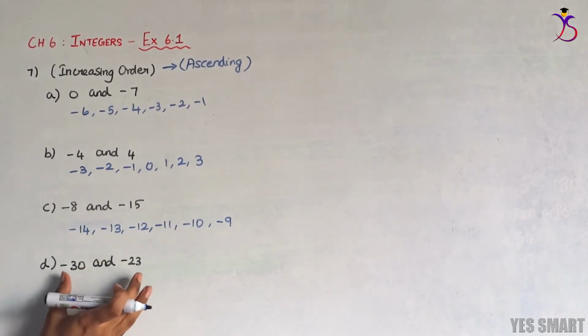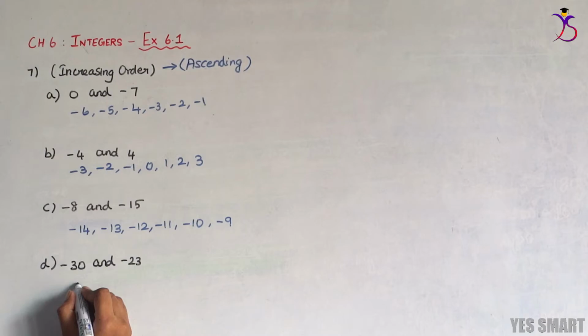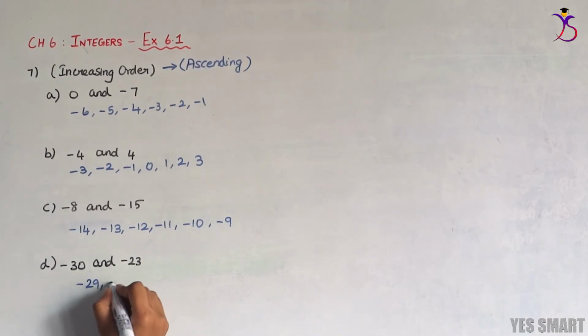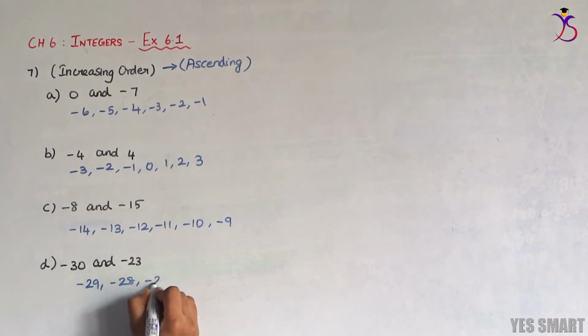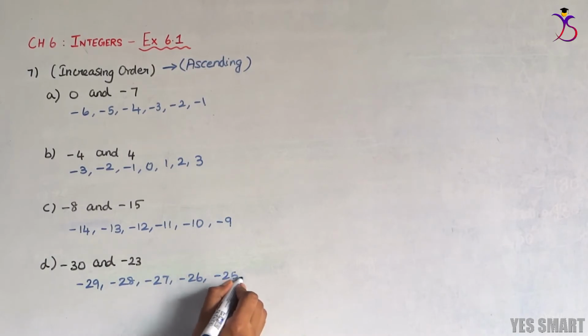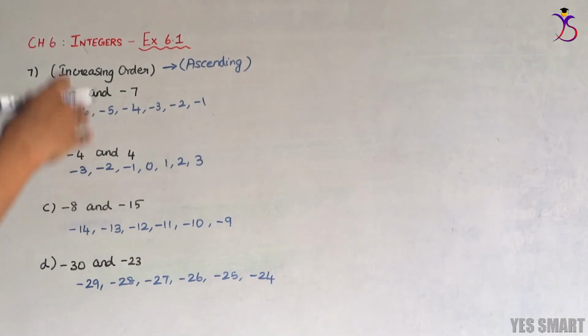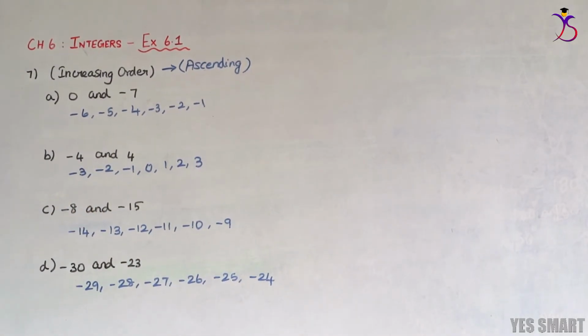Then the last subdivision, D sum, minus 30 and minus 23. Minus 30 is in the left hand side. So from minus 30 the next numbers are minus 29, minus 28, minus 27, minus 26, minus 25, minus 24. Then comes minus 23. So I have started from minus 30 and traveled along the right hand direction to get the increasing order till minus 23.